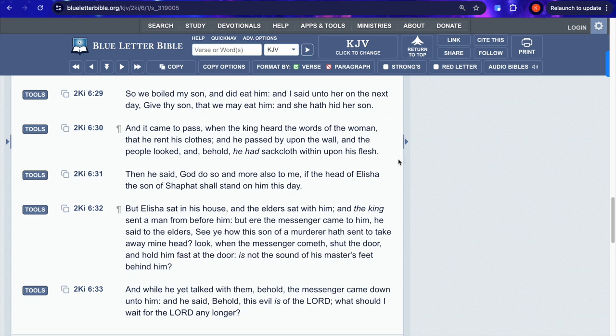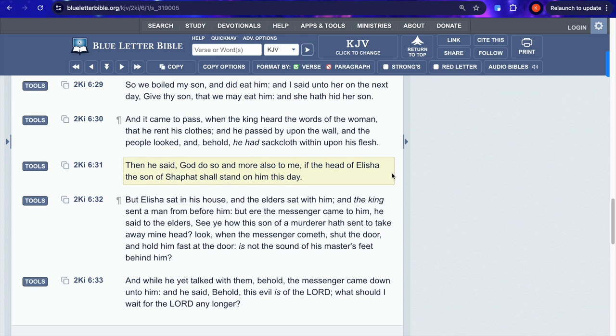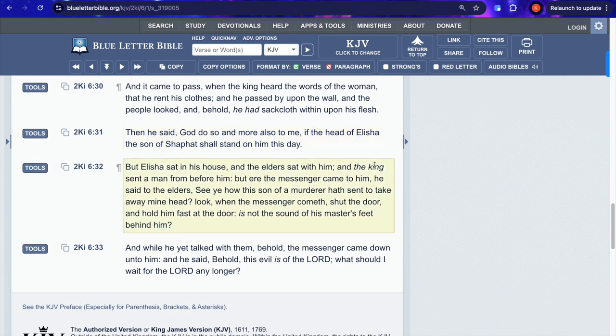So he was heated. And why was he heated? He was mad because the Syrians are the ones who had besieged Samaria, which led to this famine. The same Syrians that when they came to Samaria, Elisha told them to feed them and let them go back to their master. So he was pretty upset, saying, nah, Elisha's head got to come off.